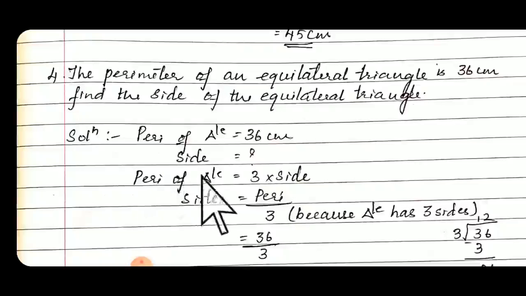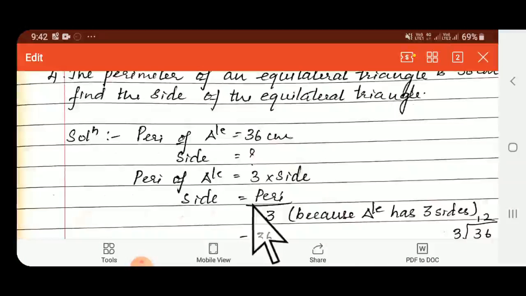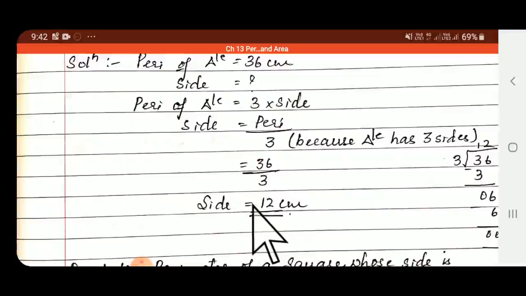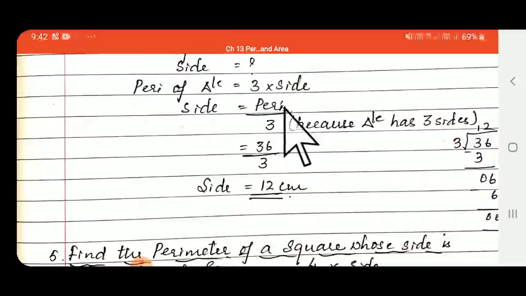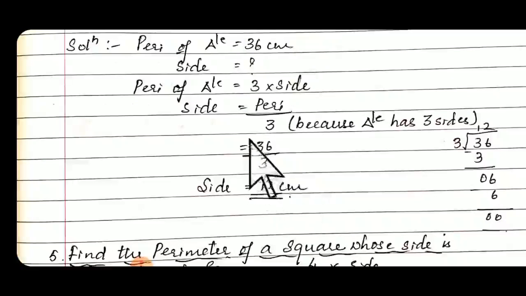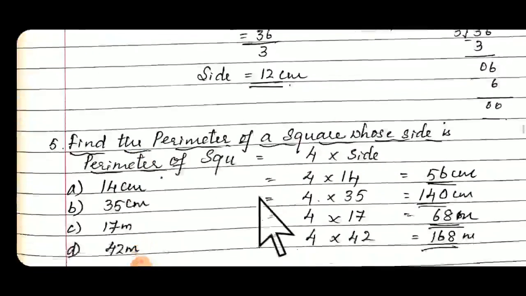Regularly we used to write perimeter of triangle is equal to 3 into side. But now we are going to change it. Side is equal to perimeter divided by 3. Perimeter is 36 centimeters they have given, and 3 according to the formula because a triangle has 3 sides. See, division is done. You will get the answer as 12. So, each side is 12 centimeter.